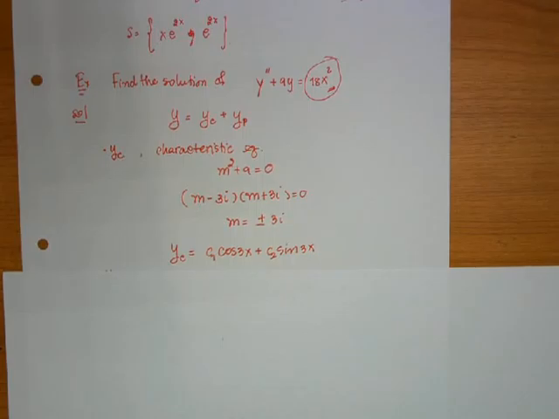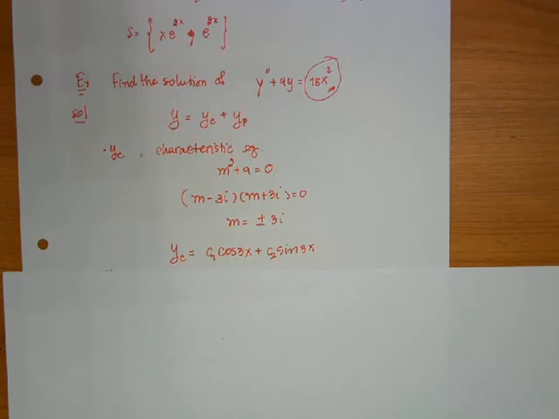Now we are going to find yp. Is your f(x) fitting with the functions for the undetermined coefficient? What is your f(x)? 18x squared. So the function x squared fits with category 1, which is x to the power k, where k is a positive integer. So that means you can use this technique to find yp.